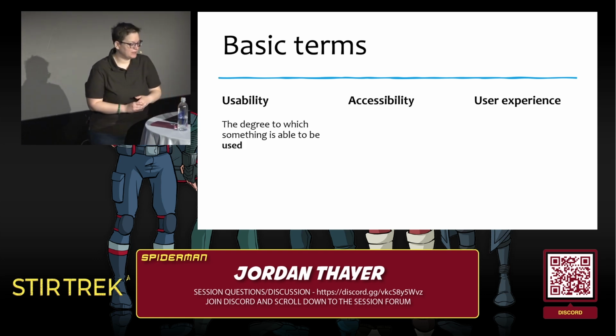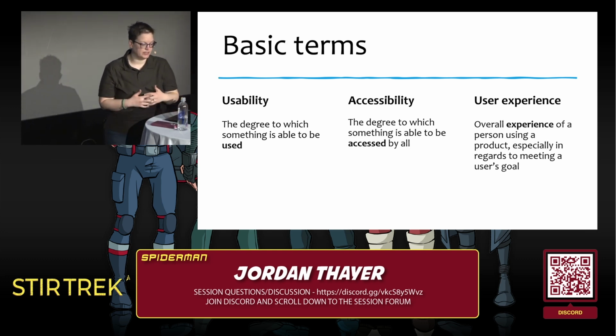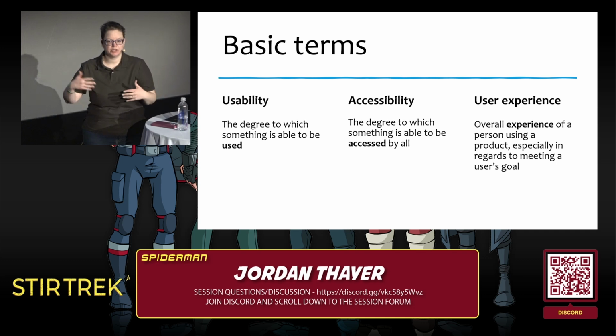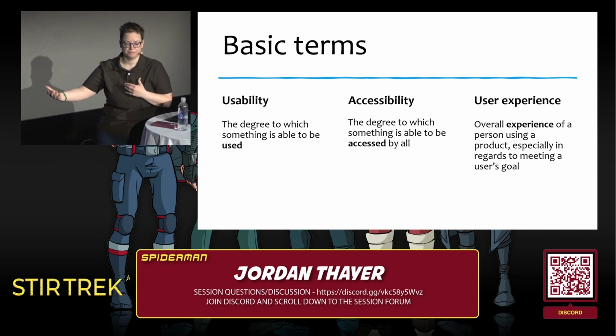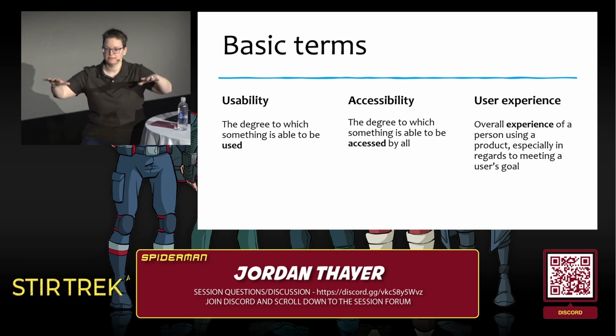When we talk about usability, that's the degree to which something can be used. Accessibility, something can be accessed, and user experience is the overall experience in regard to what the user is trying to do. It's how well we match that. All right, does everybody feel level and set? Good. I'm getting a few head shakes.